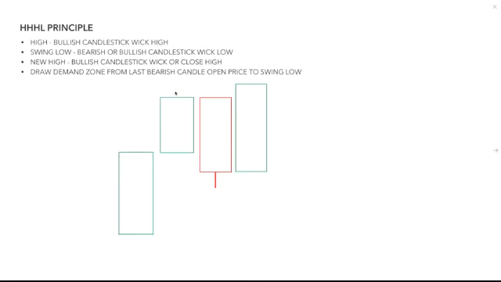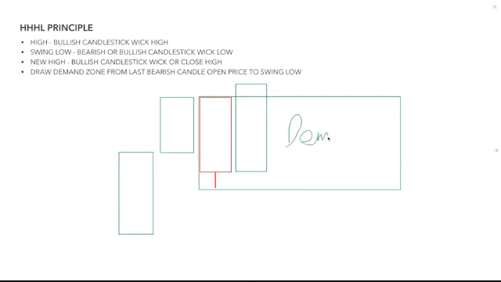And what we're doing is drawing the demand zone from the last bearish candle's open price to the swing low. So again, the demand zone goes from the last bearish candle's open price, which is up top here, to the swing low. And that is where we will be drawing demand. Right, so this is demand. This whole zone is demand. And why is that demand? Again, higher highs, higher lows.